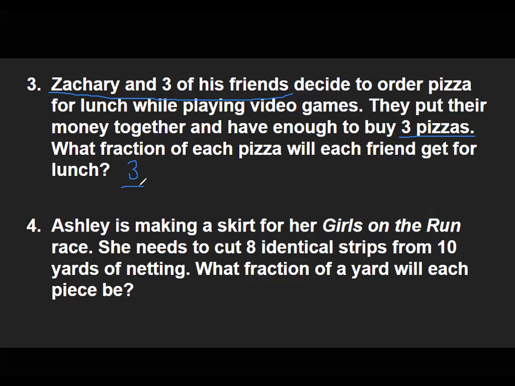And who is getting the pizza that is being shared? Well, Zachary and 3 of his friends. So that's a total of 4 friends that are getting pizza. So 3/4 is a fraction that's already reduced. 3 and 4 are only one number away from each other, so I know that I can't divide my numerator or my denominator by any other number besides 1 to reduce my fraction. So that lets me know that each friend is going to get 3/4 of a pizza.